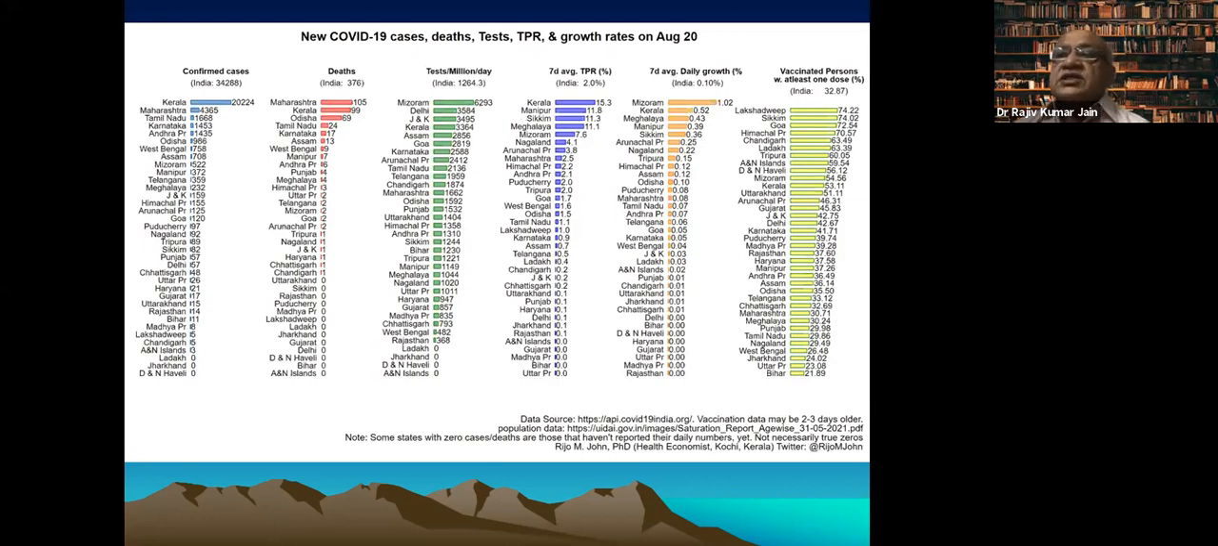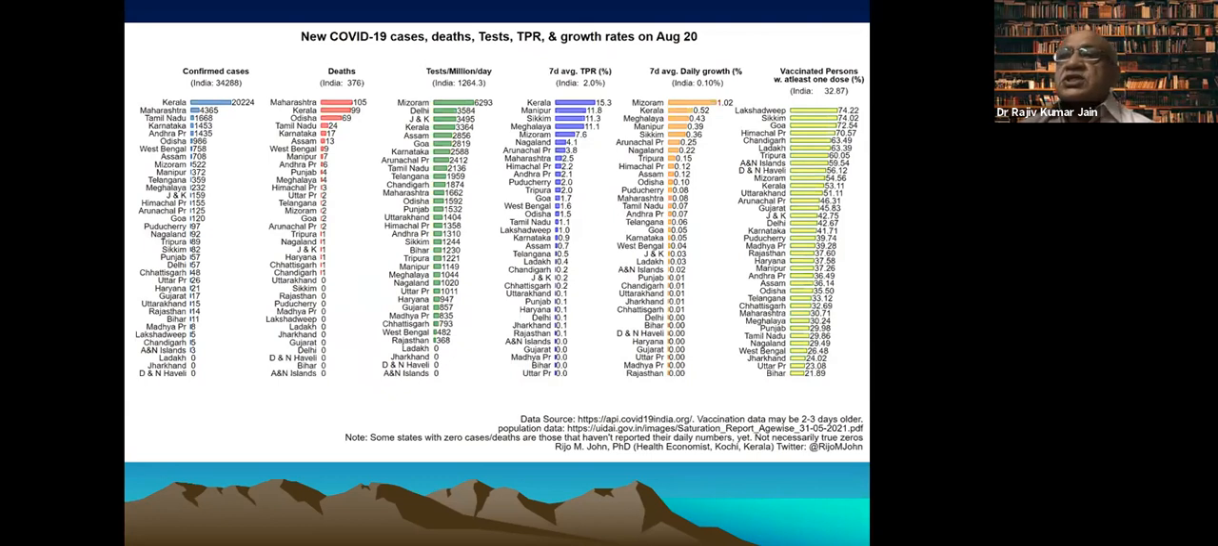If you look at the 7-day average daily growth in terms of percentage, Indian average is 0.1%. But in Mizoram, it is 1.02%, Kerala 0.52%, Meghalaya 0.43%, Manipur 0.39%, Sikkim 0.36%, Arunachal 0.25%, and Nagaland 0.22%. And the entire Northeast and Kerala is still showing very high daily growth rate in terms of 7-day average.